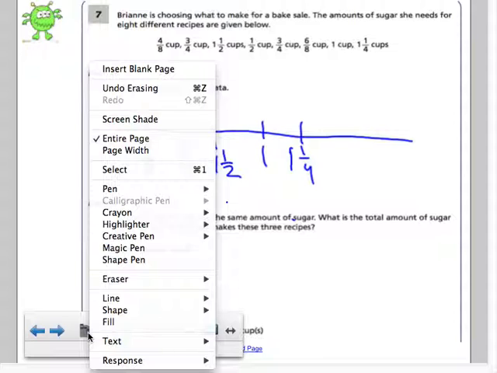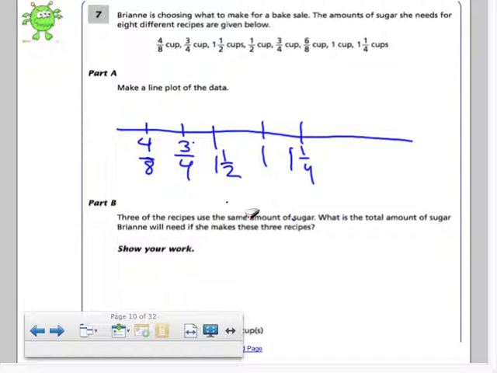All right. Now that we've done this, a line plot has little X's for every time you see something. Okay? So, how many times do you see 4/8 or its equivalents?